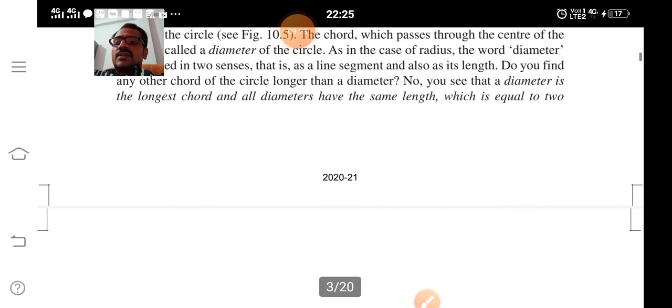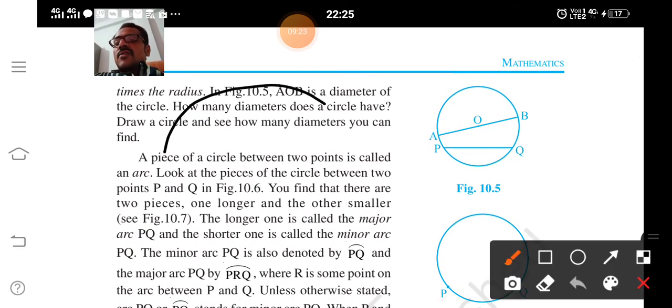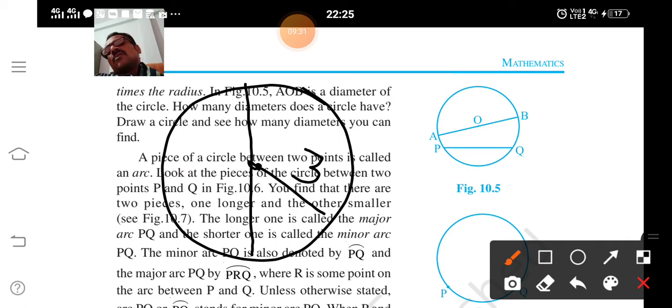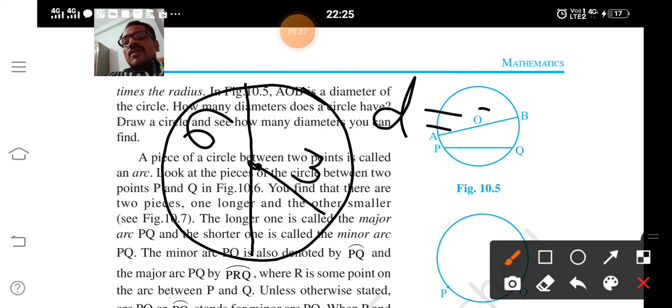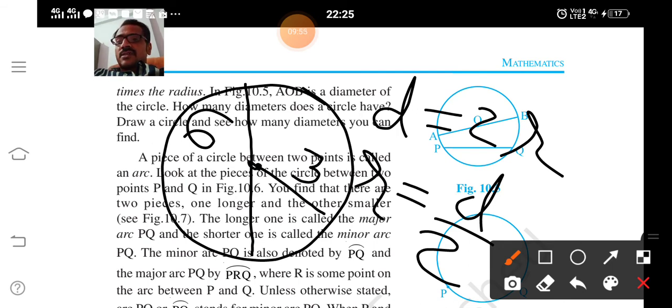Now, next, let us find out the relation between diameter and radius. If this radius is 3 cm, what will be the length of the diameter? It will be 6. So remember, diameter is always twice the radius. By doubling the radius, you will get the diameter. And radius is half of the diameter. If you divide the diameter by 2, you will get the radius.